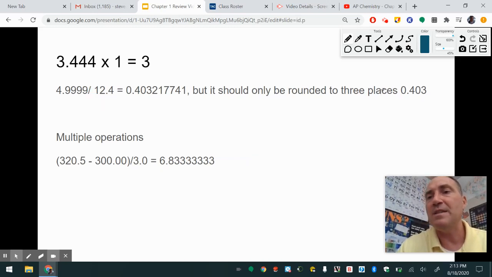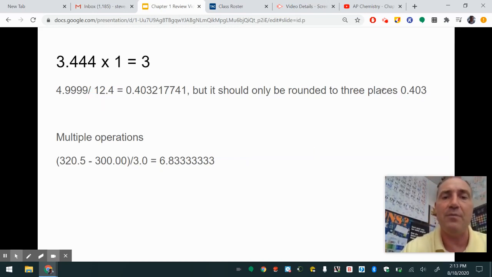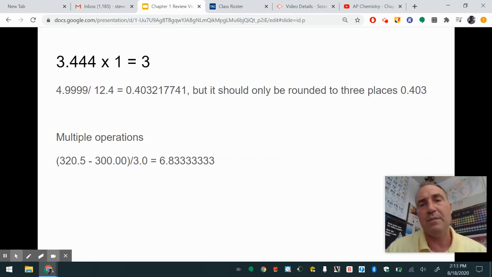Okay, so that being said, that is pretty much it for chapter 1. There's a lot there, and what I plan on doing is some work where we practice a little bit in class. But that is chapter 1 at a glance.